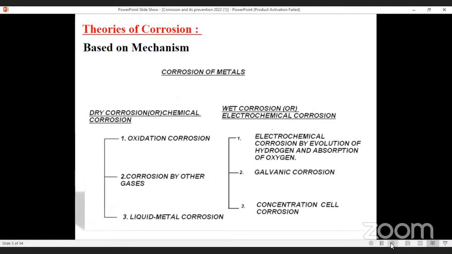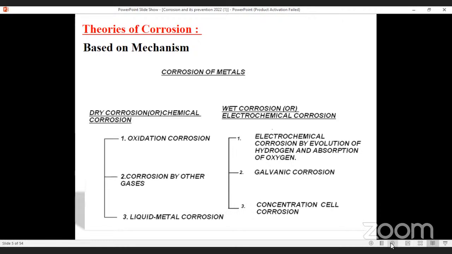What are the types of corrosion process, or what are the mechanisms? Based on the mechanism, the corrosion processes may be considered as two types. One is dry corrosion, the other one is wet corrosion, right? Dry corrosion may be called chemical corrosion. Wet corrosion may be called electrochemical corrosion, right?